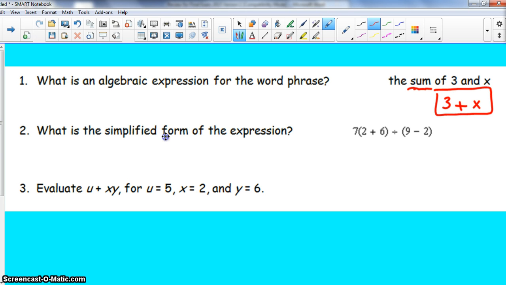For number 2, the simplified form of the expression, remember, please excuse my dear Aunt Sally, so I have parentheses first, and I can do them both at the same time. 7 times the parentheses 2 plus 6 is 8, divided by 9 minus 2 is 7. Well, now I have multiplication and division, and I do that in the order that it comes. So 7 times 8 is 56, divided by 7 is 8.